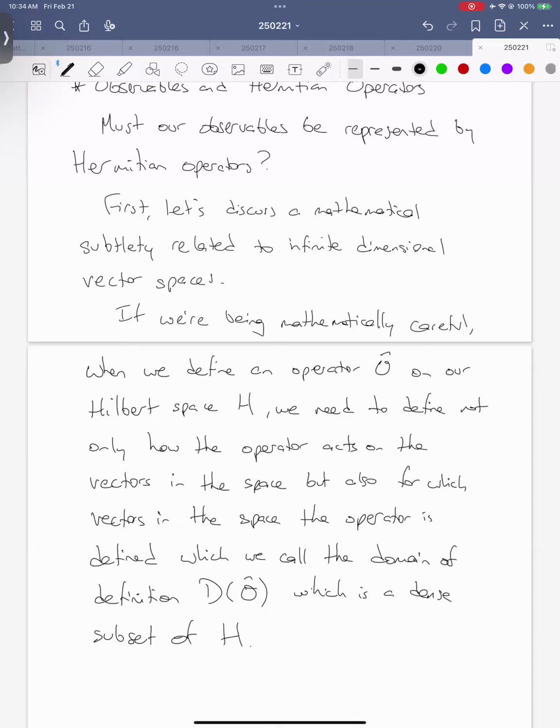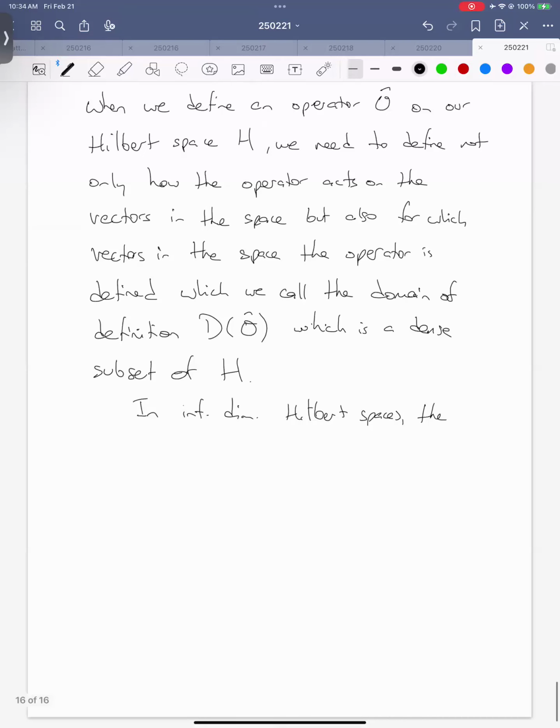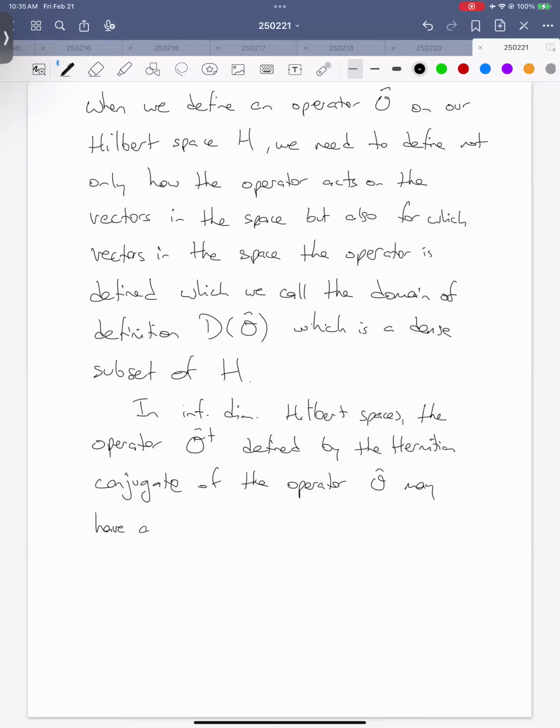Okay, so now you're seeing how it's very subtle. And it's even more subtle: in infinite dimensional Hilbert spaces, the operator O hat dagger, defined by the Hermitian conjugate of the operator O hat, may have a different domain of definition.